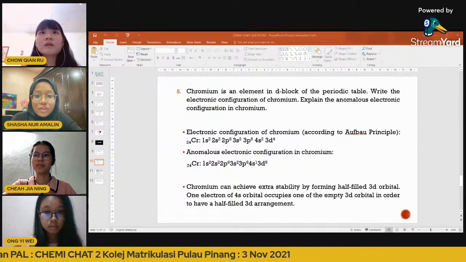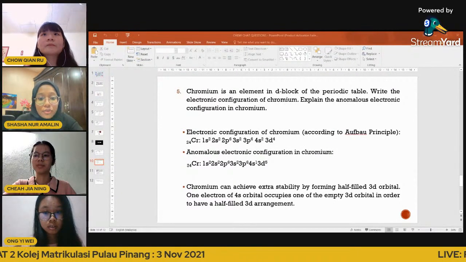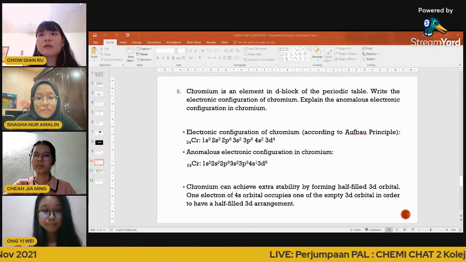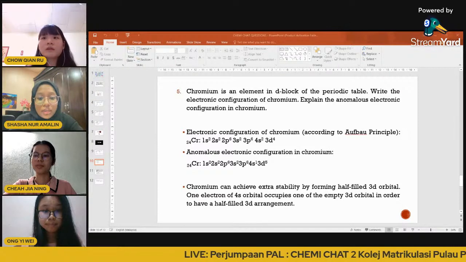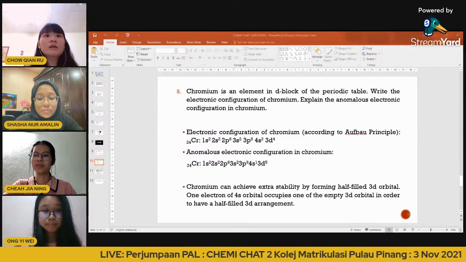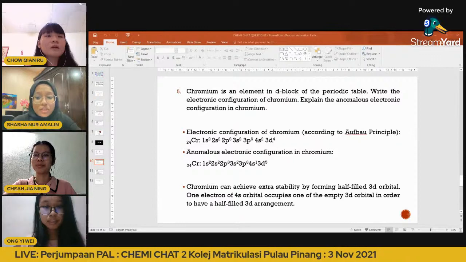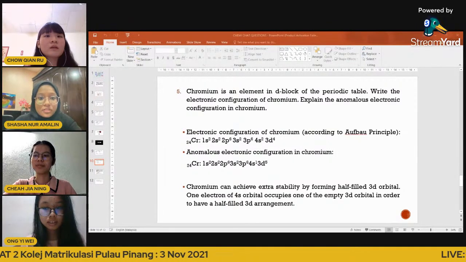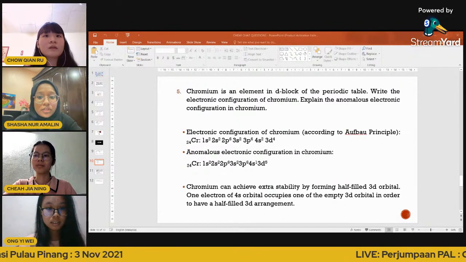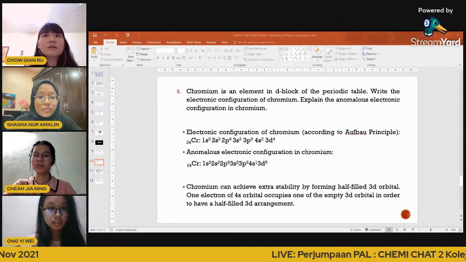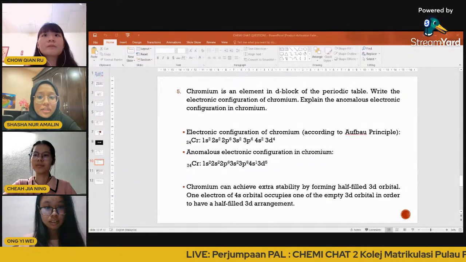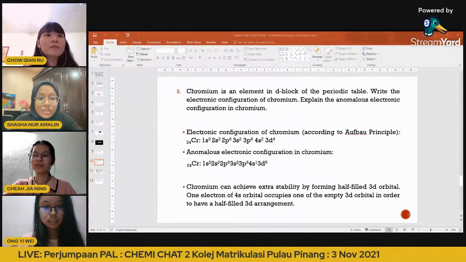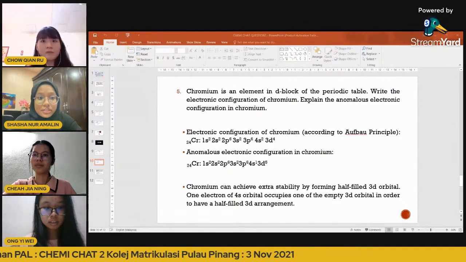Explain the anomalous electronic configuration in chromium. Chromium can achieve extra stability by forming a half-filled 3d orbital. One electron of the 4s orbital occupies one of the empty 3d orbitals in order to have a half-filled 3d arrangement. So the anomalous electronic configuration is more stable than the normal electronic configuration. So next question.